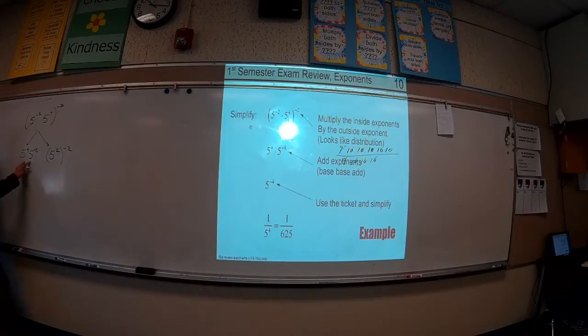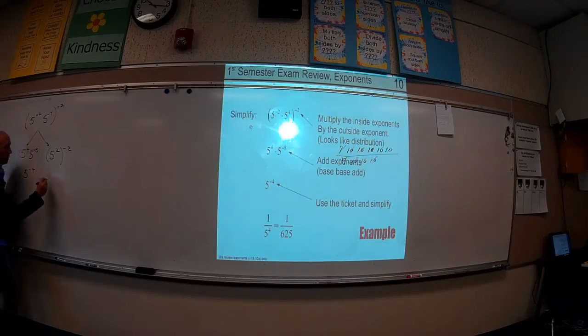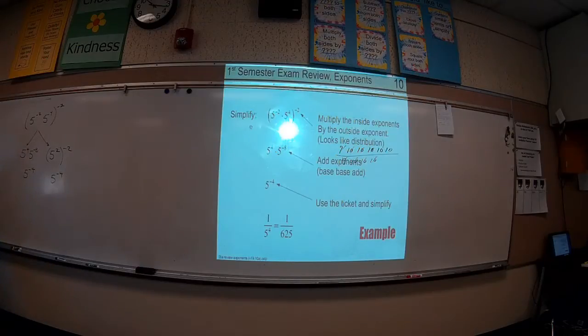Let's do a base, base, add. 5 to the fourth power. Oh, wait, negative 8. Minus 5 to the -4. Same side, negative. Okay. Let's do this one. Power, power, multiply. Negative 4. 5 to the -4 power. It's the same thing.